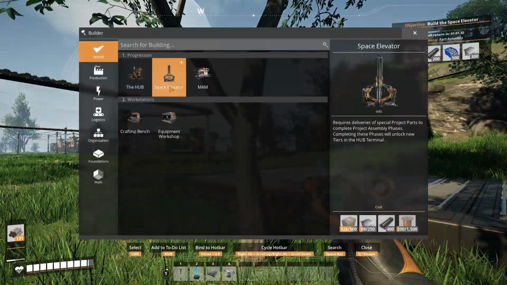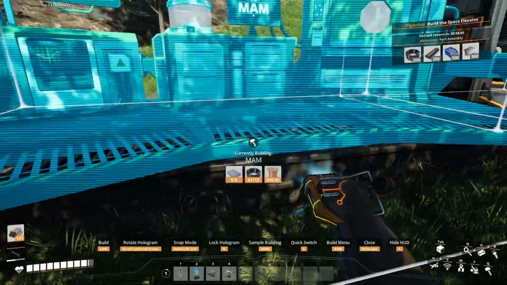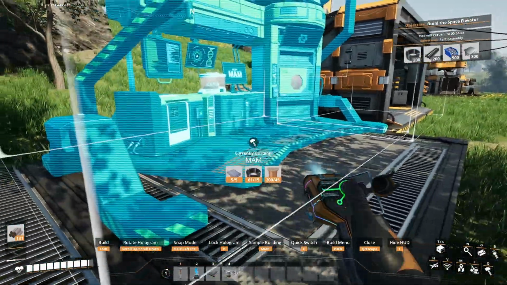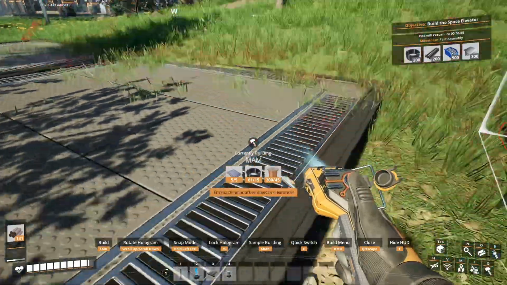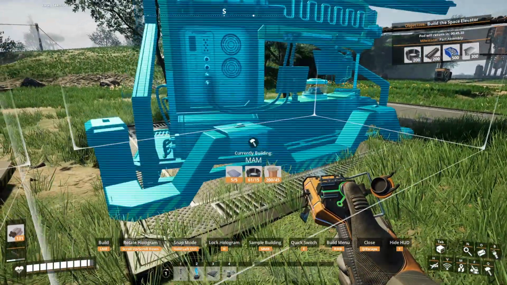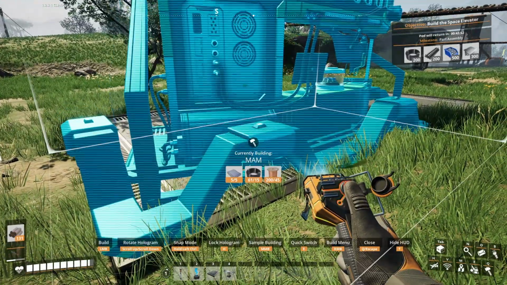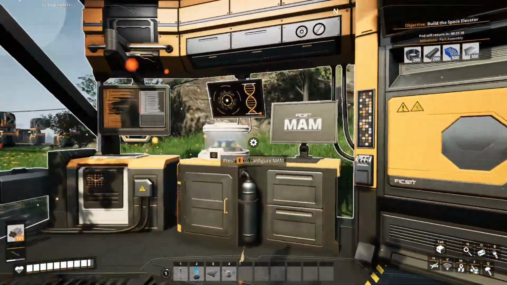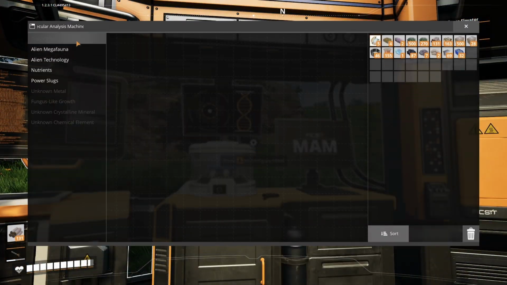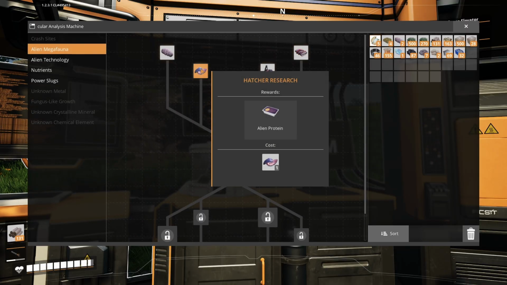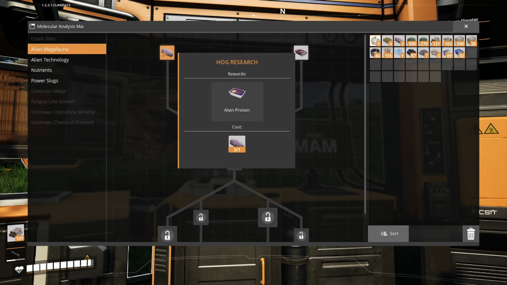And then... Oh, nice. It, like, auto snaps to the thing and words and such. There we go. Configure MAM. Alien megafauna. Rewards alien protein.